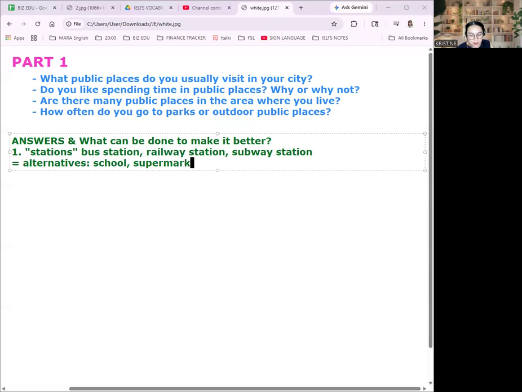So for example, when your mom goes grocery shopping or gets some supplies at home, we can also talk about a supermarket, especially if you tag along with your mom. Again, these are some alternatives, Peter. Or for example, a library. Library can also be a public place. Yes, I have an idea for the answer to this. Okay, that's good.